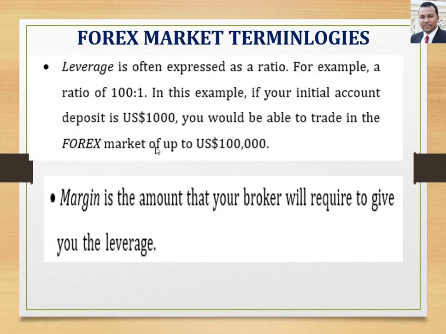Forex market terminologies, the first: leverage. It's often expressed as a ratio, for example 100 to 1. This is an example for an initial account: $1 equals 100. So when your deposit equals 1,000 and the leverage equals 100, this is maybe 100,000 US dollars. By the way, investing and trading in Forex have merits and demerits.